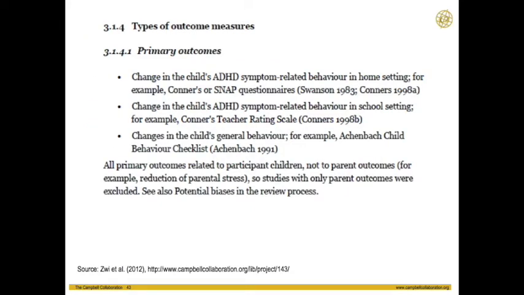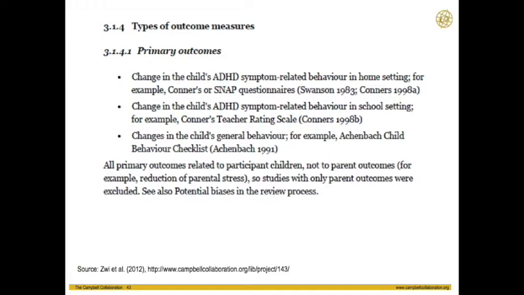So here's an example from our parent training for ADHD review. Essentially they said, our primary outcomes are going to be changes in ADHD symptoms in either the home setting or the school setting, and then any changes in general behavior. And then they say all outcomes have to be child-centered and not parent-reported. And so that's pretty straightforward.